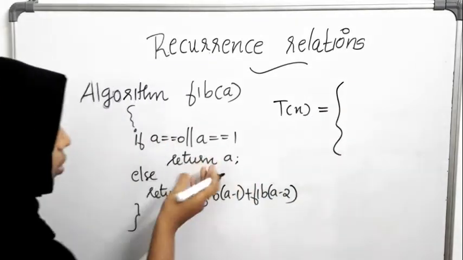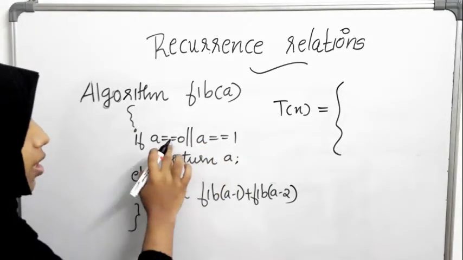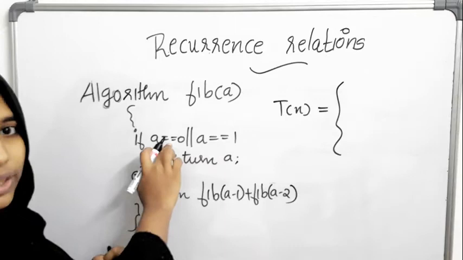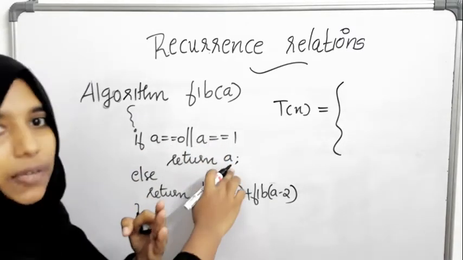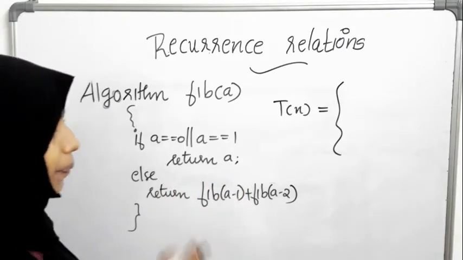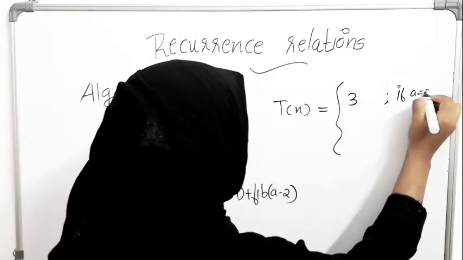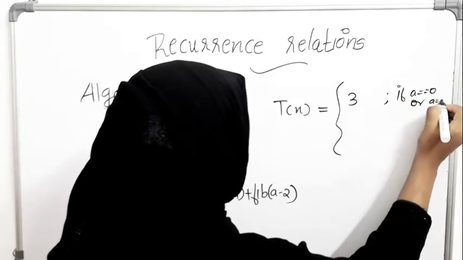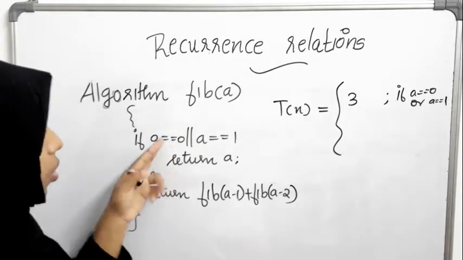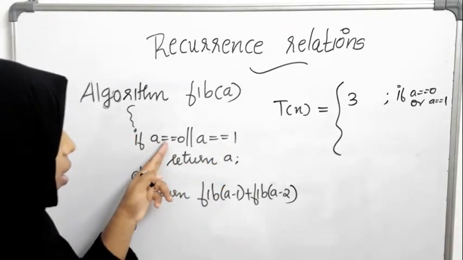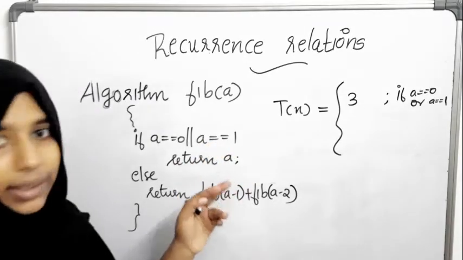T of n is equal to: if A is equal to 0 or A is equal to 1, for this comparison you need 1 unit of time, for the other comparison you need 1 more unit of time, and for the return statement you need another 1 unit of time. So 3 units of time if A is equal to 0 or A is equal to 1. Now if A is not equal to 0 or 1, again you have to do these two comparisons, and only then can you decide that A is greater than 1.